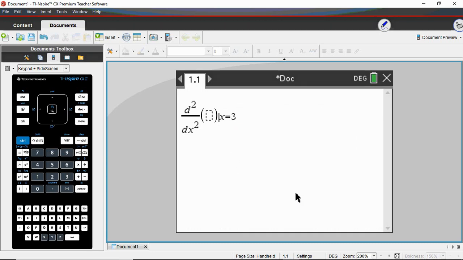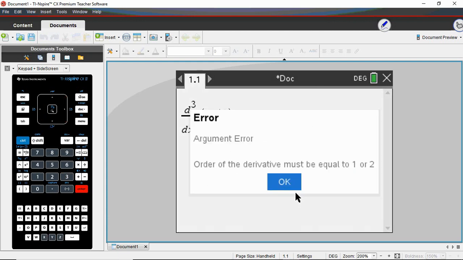You can't do higher than second derivatives on this calculator, unfortunately. You can actually go back into the function and change the order of the derivative, but if you type something in here, it's going to tell you, no, can only do first or second. You need a CAS calculator to do anything more exciting than the second derivative, unfortunately.